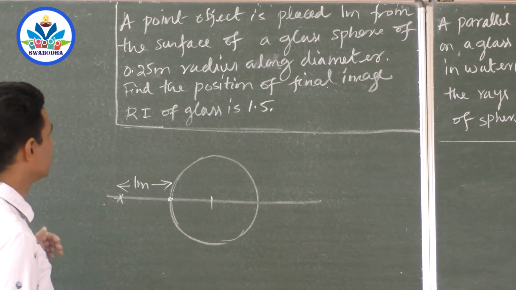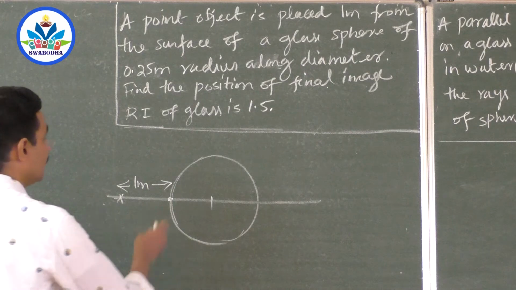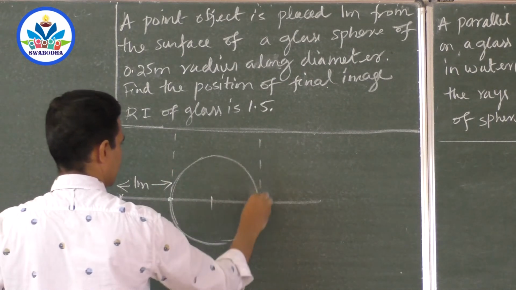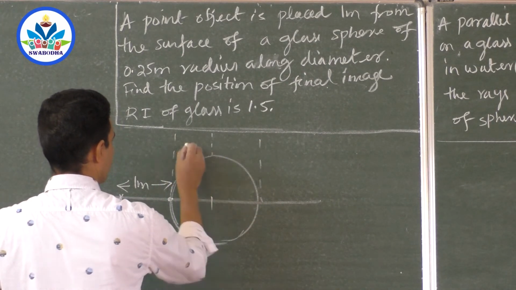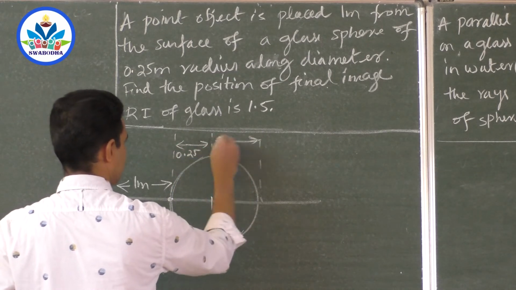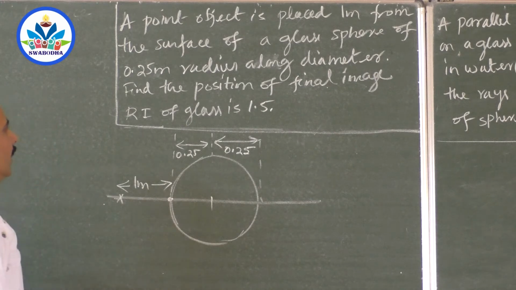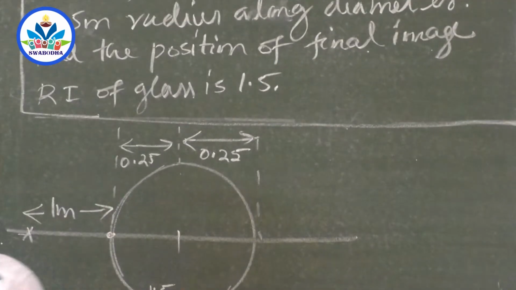A point object is placed in front of a glass sphere of 0.25 meter radius. Radius is 0.25 meter. So this is 0.25. I'll write everything. This is also 0.25. You will come to know why I write both the radii. And find the position of the final image. Refractive index of this is 1.5.